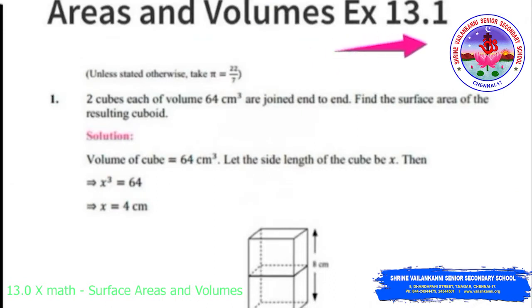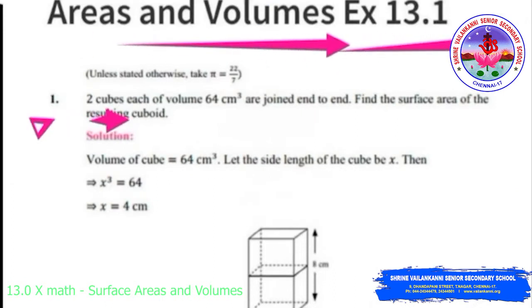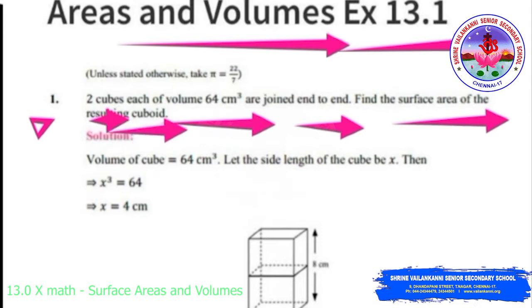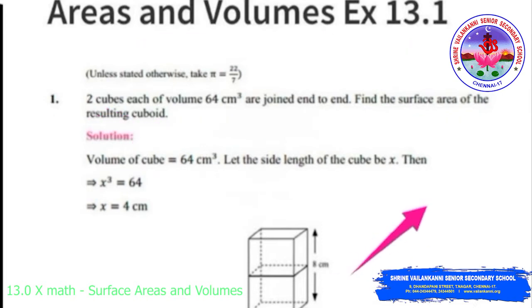Coming to exercise 13.1 in surface area and volumes. First problem: two cubes each of volume 64 cm³ are joined end to end. Find the surface area of the resulting cuboid. Given the figure, where the figure has been formed by joining two cubes, we need to find out the side of a cube. We can find the side of the cube by using the volume of a cube.